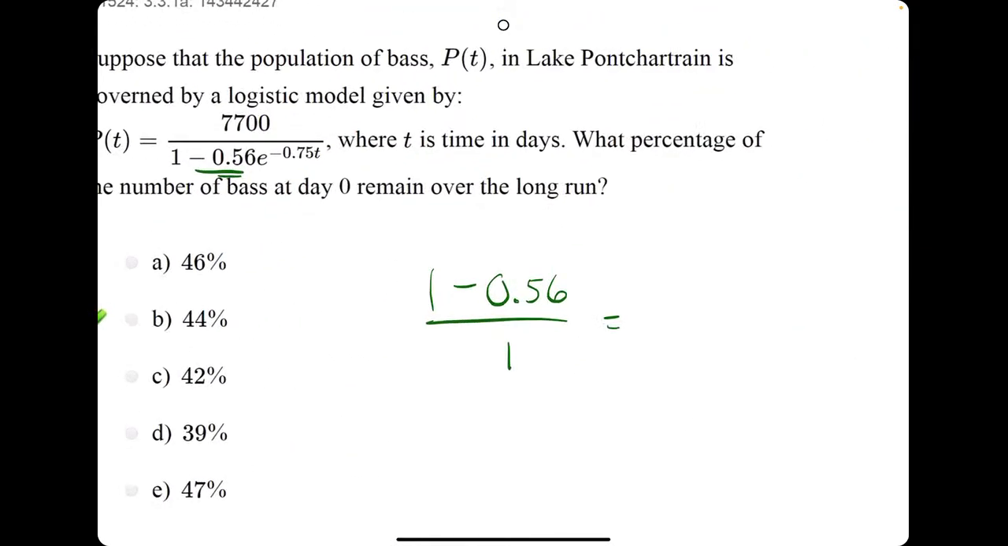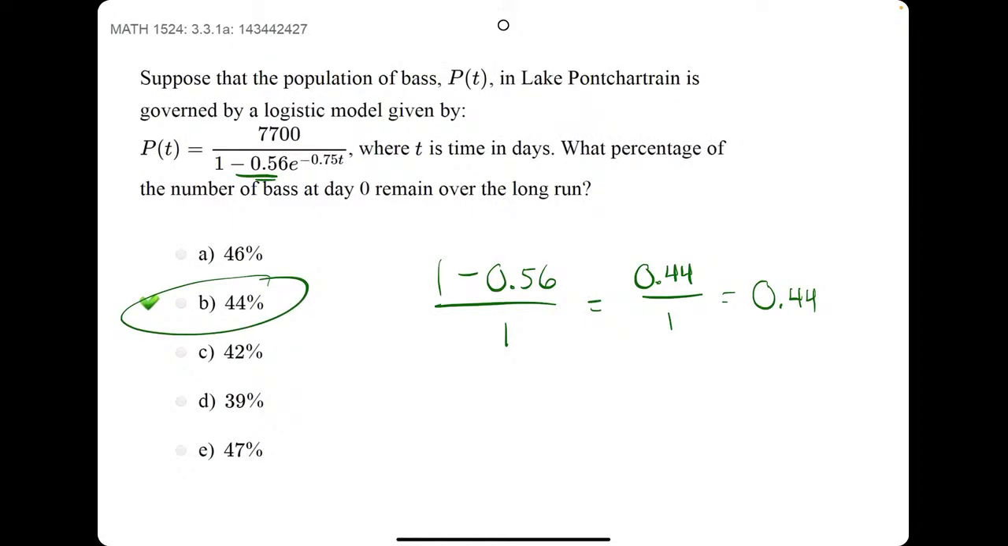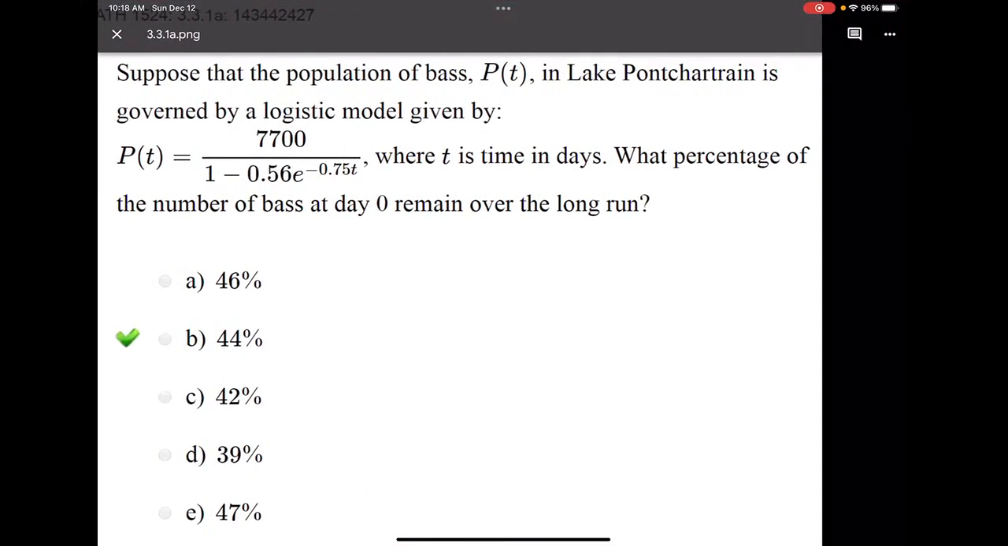So 1 minus 0.56 should be 0.44. And then we would divide that by 1, which is 0.44 or 44%. And that's kind of the shortcut. I'll see if I can find just one more real quick.